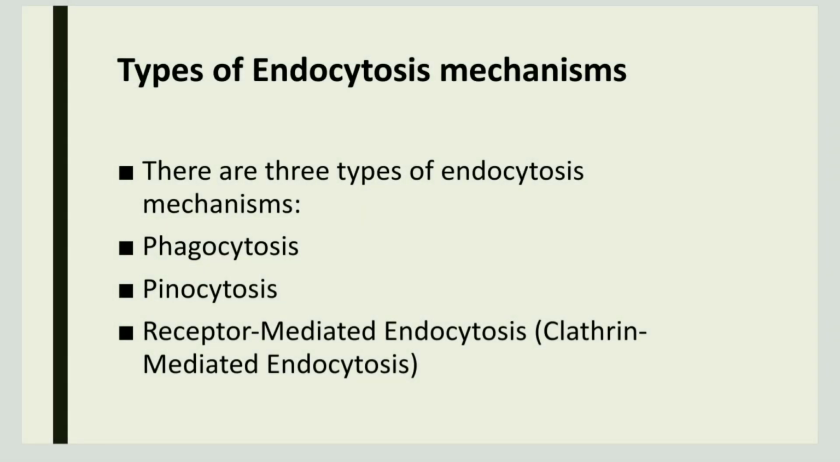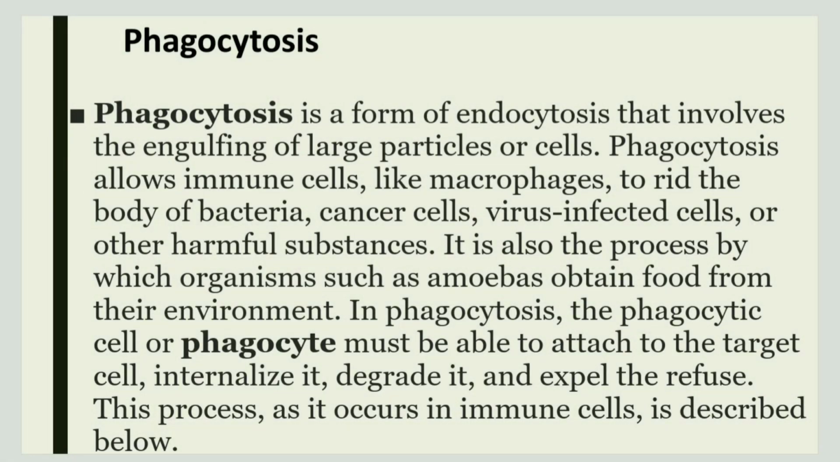There are three types of endocytosis, which are phagocytosis, pinocytosis, and receptor mediated endocytosis. So let's discuss each in detail. First, we will discuss phagocytosis.